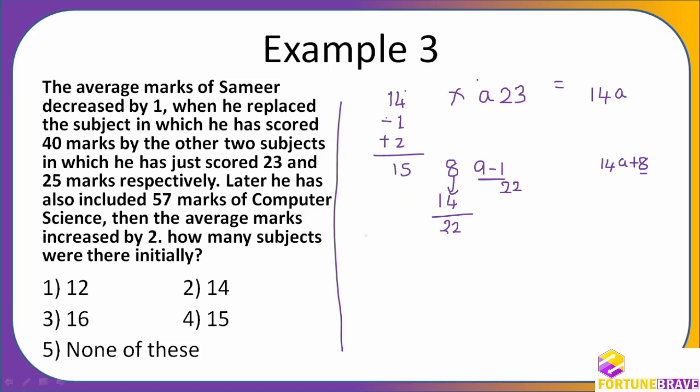23 into 4 is 92. 23 into 1 is 23, plus 92 is 312. And this is 15 into 22, because we have taken 15 into 22. 15 into 22 is 330. So this is 312 and this is 330. Is the difference 8? No, it is 18.